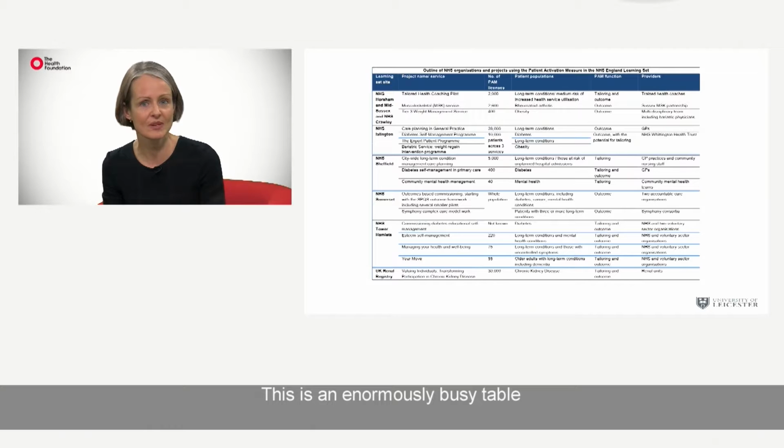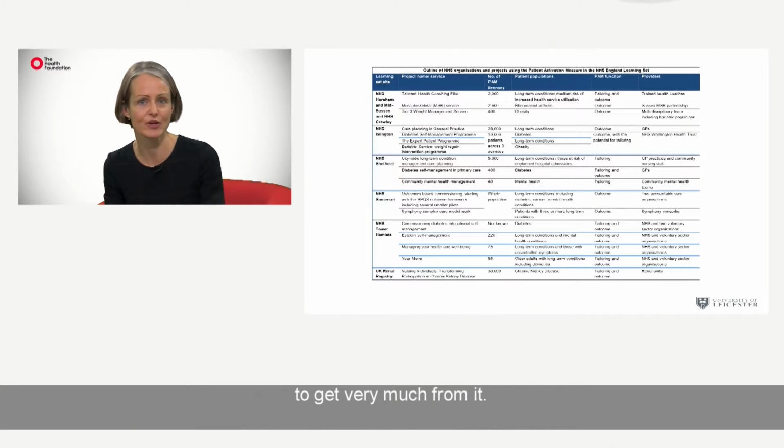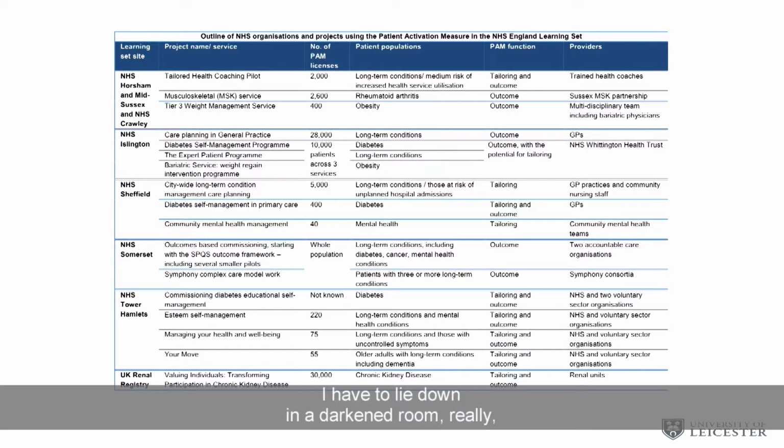This is an enormously busy table and I don't expect anybody looking at it cold to get very much from it. I have to lie down in a darkened room whenever I think about it. But what it's really showing is that across the 6 organisations in the learning set there were quite a lot of projects ongoing. So most organisations had 2 or 3 or 4 pieces of work going on. So it wasn't just one way of using PAM in each case. But you can see that there was quite a lot of variation in the scale of these projects. So some were quite large, some were much smaller.